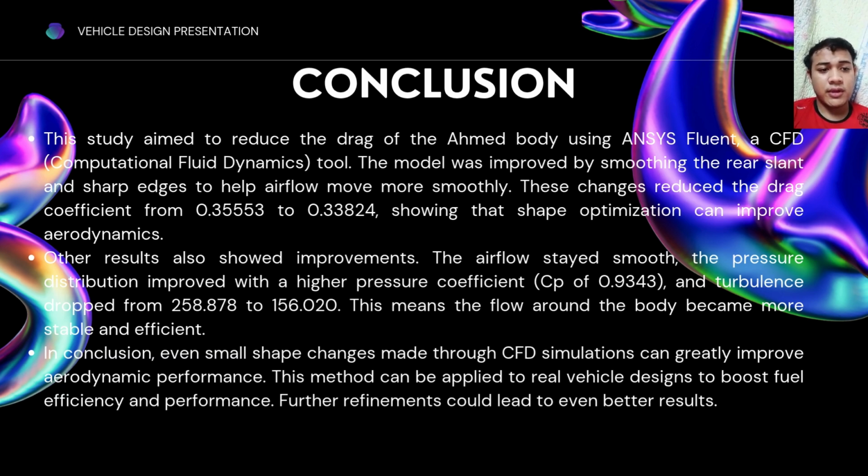The airflow stayed smooth, the pressure distribution improved with a higher pressure coefficient, which is 0.9343, and turbulence dropped from 258.878 to 156.020. This means the flow around the body became more stable and efficient. In conclusion, even small shape changes made through CFD simulation can greatly improve aerodynamic performance. This method can be applied to real vehicle design to boost fuel efficiency and performance. Further refinement could lead to even better results.